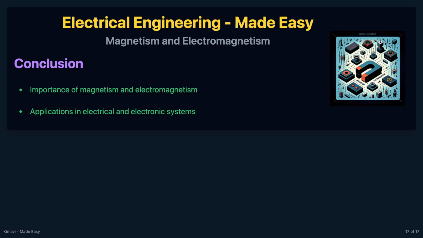Understanding magnetism and electromagnetism is crucial for electrical engineering. These principles are applied in various devices and systems, from simple inductors to complex electric motors and transformers. By mastering these concepts, students can better understand and design electrical and electronic systems.